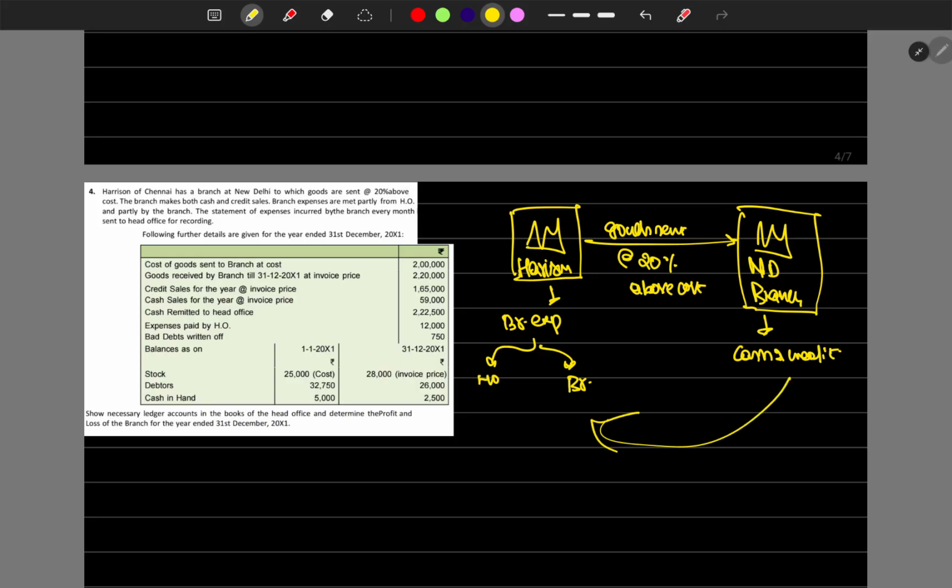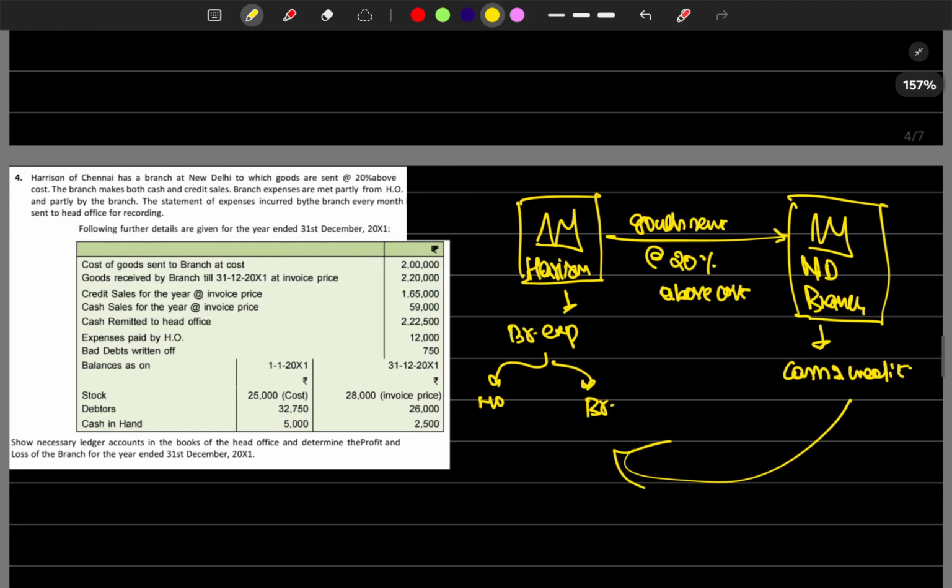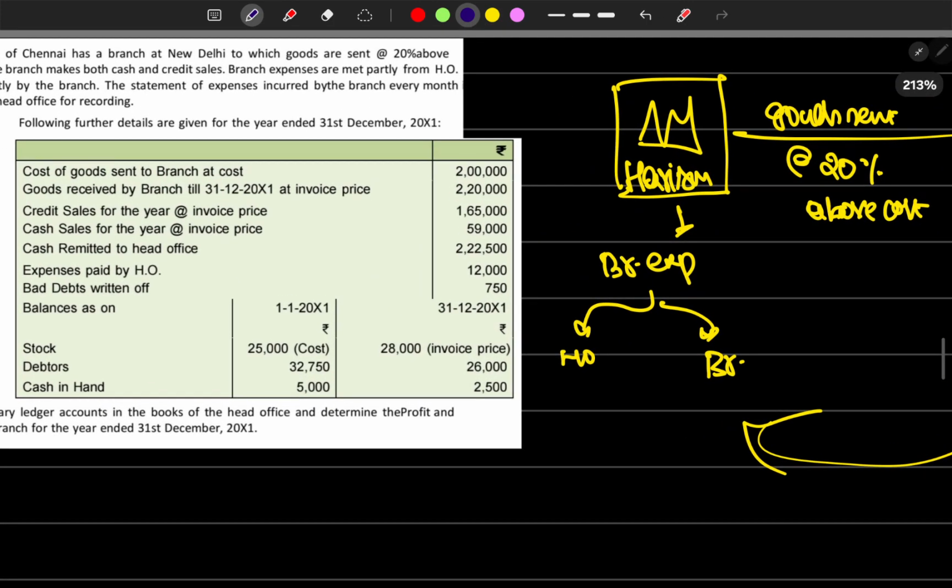Now, the following further details are given for the year ended 31st December 2021. So they have given some line items. So we have to understand what they are trying to convey.